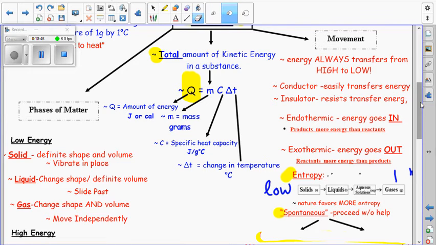Can I erase it? Oh, disorder. Yeah. I was like, it's up there. I see what you're saying.